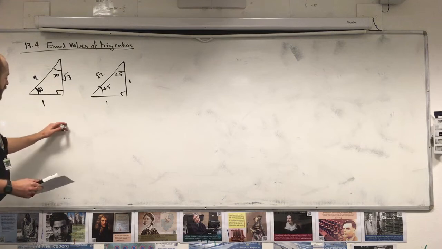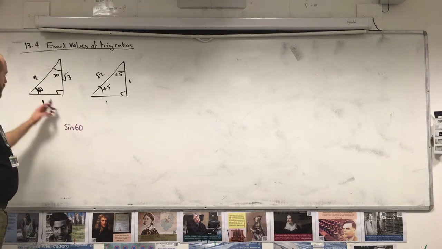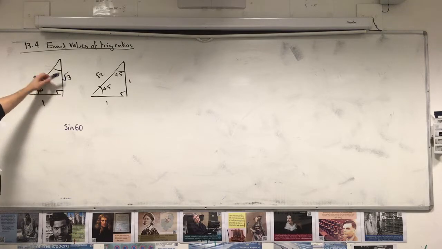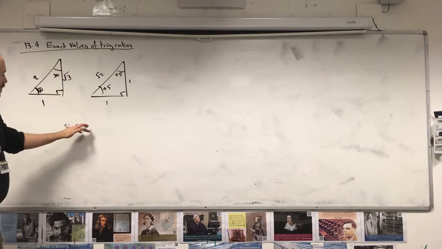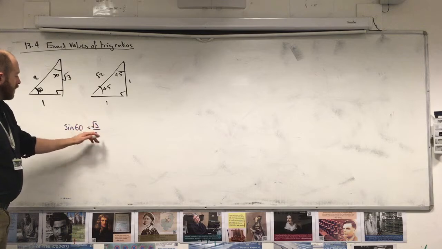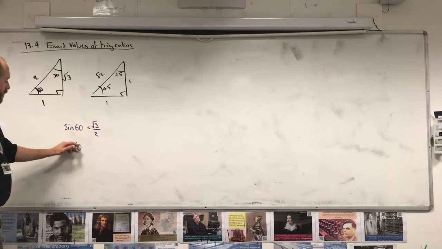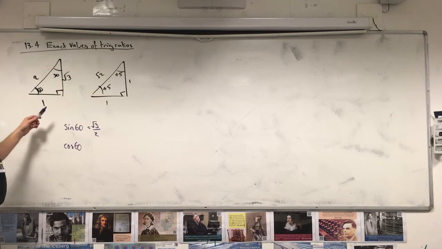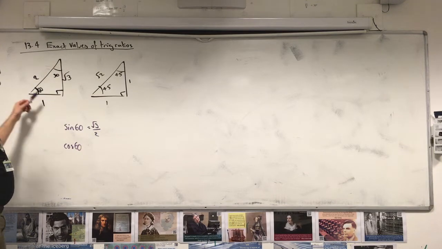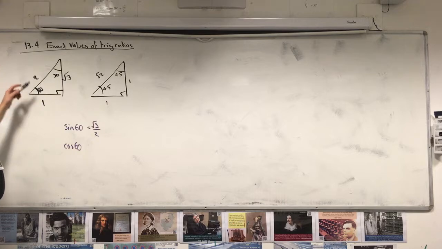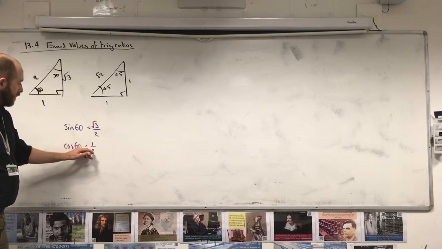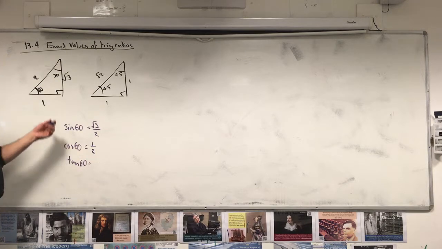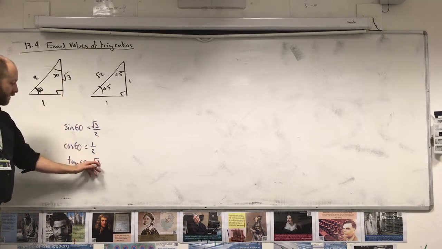So for example, if I wanted to do sine of 60, sine is opposite over the hypotenuse, so you get root 3 over 2. If I wanted to do cos of 60, well, cos is the opposite. No, it's not. Adjacent over the hypotenuse, so that's going to be a half. And tan of 60, opposite over the adjacent, so root 3 over 1. So tan of 60 is root 3.